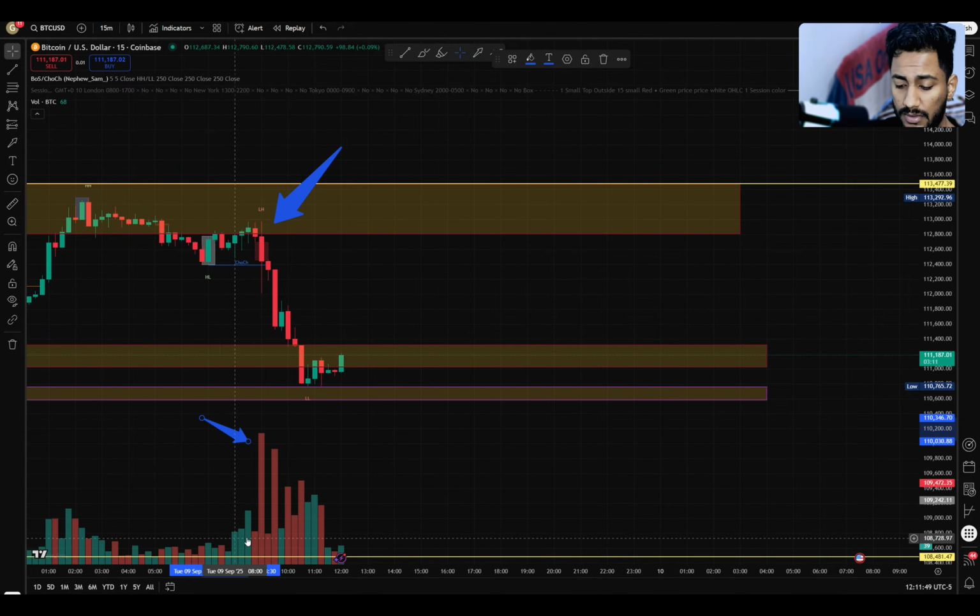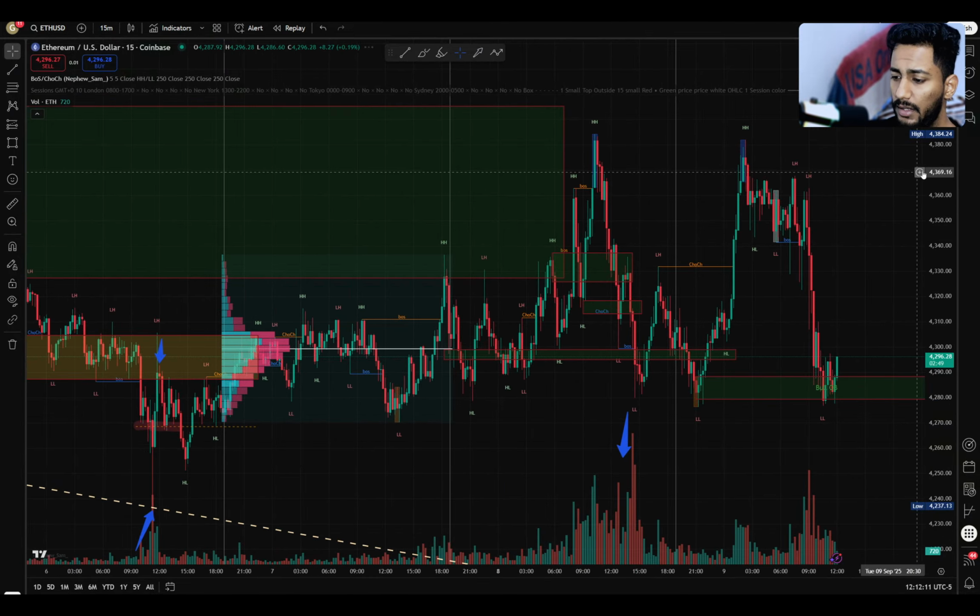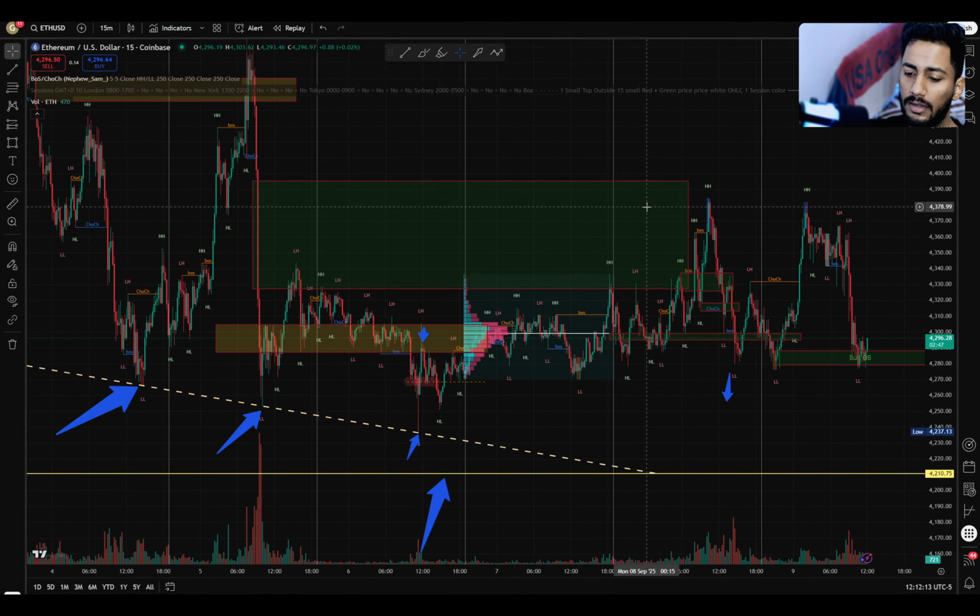Let's move to the Ethereum. Ethereum does the same thing. It goes back again, rejected from the fair value gap. It's a bearish fair value gap. I will tell you what a fair value gap is: the distance that has not been covered by the candles, or it's skipped because the order flow was so much to the downside or the upside.